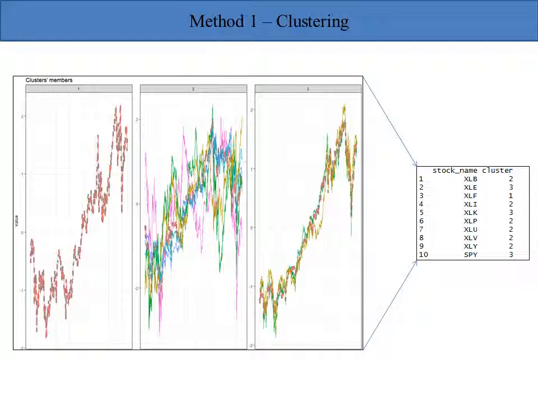So from this image, we can pretty much conclude that XLF, or the financial sector ETF, has price movements that are very different from all the other ETFs, which is something that we expected. We can also see that the SPY is most similar to the XLK, which is the tech sector, and the XLE sector, which is the energy sector. All other ETFs fall into the second cluster.